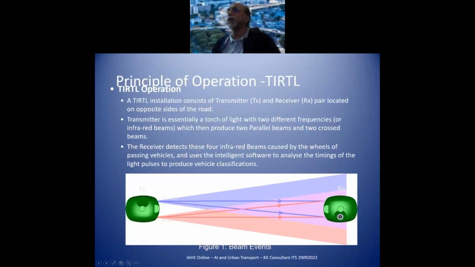Now, let me explain how the system works. The system has two parts. One is a transmitter, the other is a receiver. The receiver and transmitter are positioned on the road, 5 to 6 centimeters above the road surface. The transmitter has two torches of 108 megahertz and 96 kilohertz, two infrared rays which pass into the receiver. On the receiver end, there are two receptors. These two receptors receive the rays coming from both the torches. So we have a pair of parallel rays and cross rays.